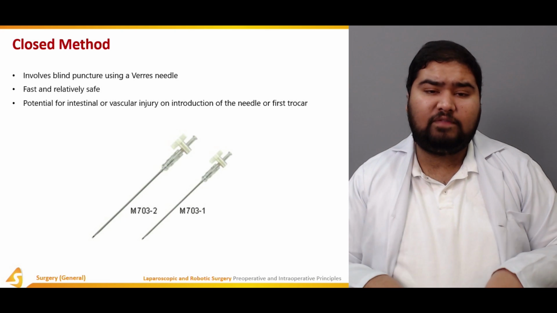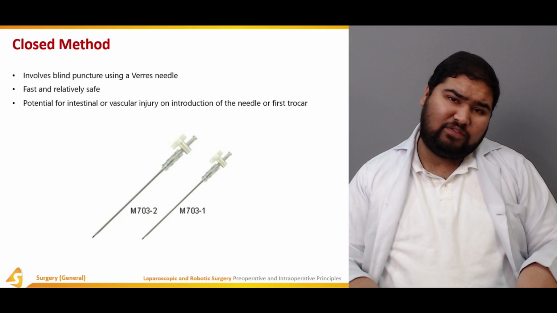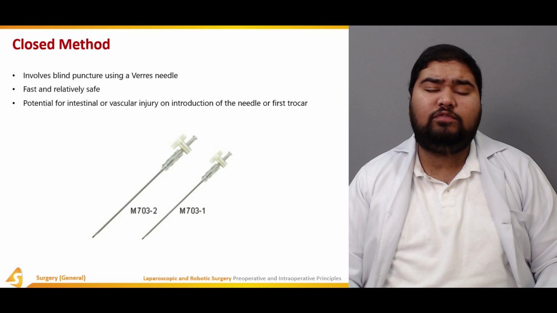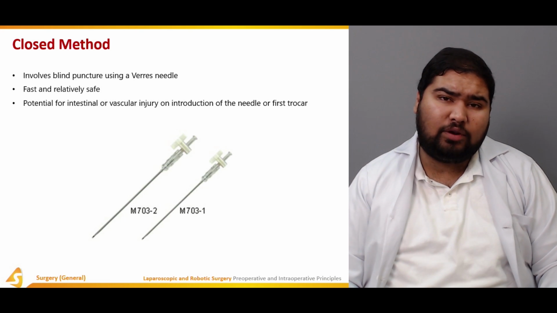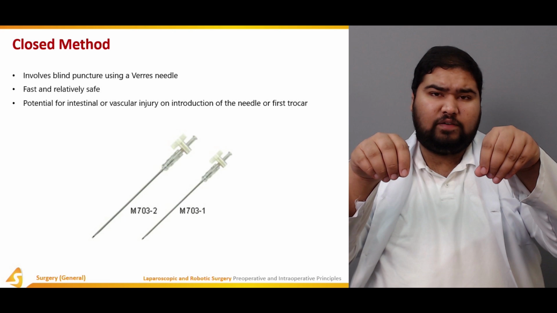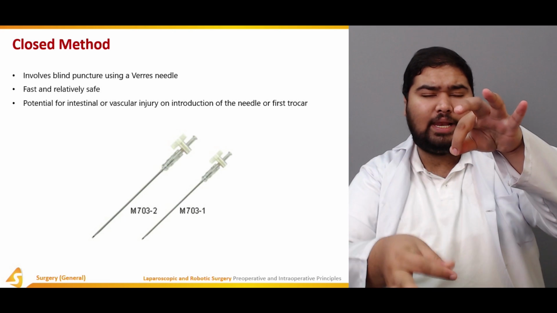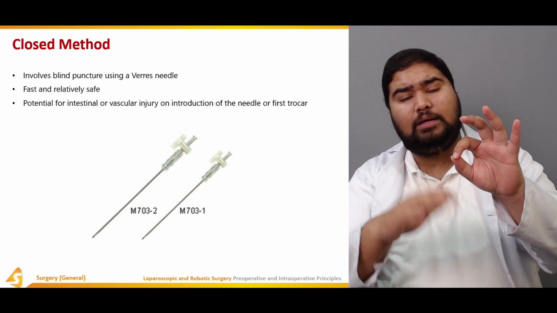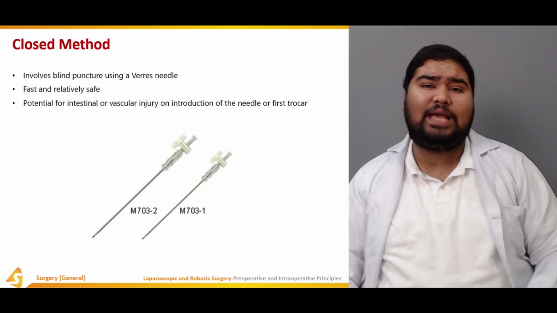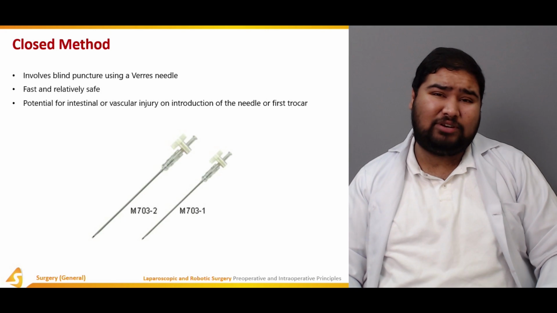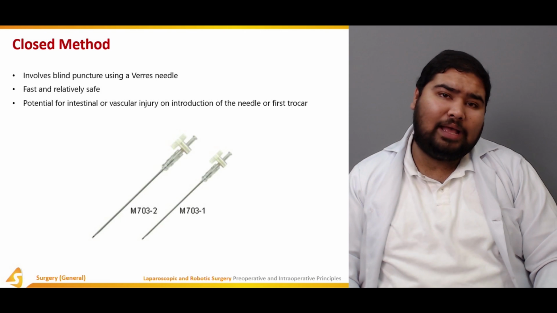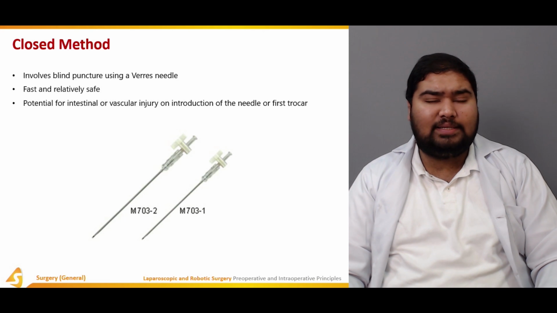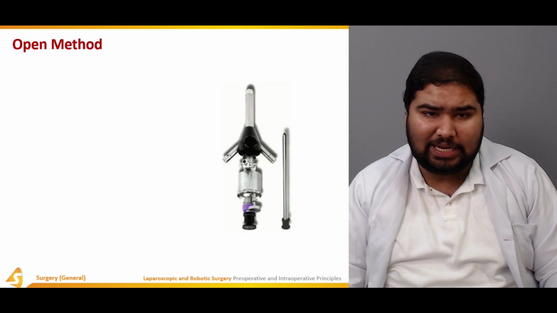Now, in order to make it safe, you try to milk the fold of skin you have in your hand. You pull up a fold of skin first from the abdomen and you try to milk it, so that if there's any structure within that fold, it might go back within the peritoneal cavity. However, still this is not completely safe, and you might cause a vascular injury or perforate an intestine during this insertion of the varus needle.